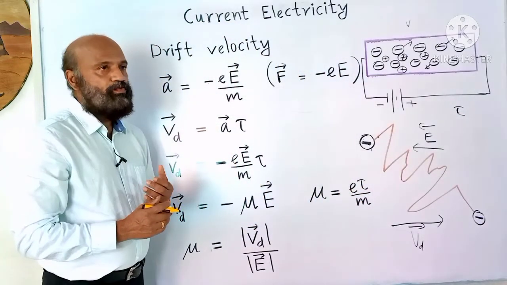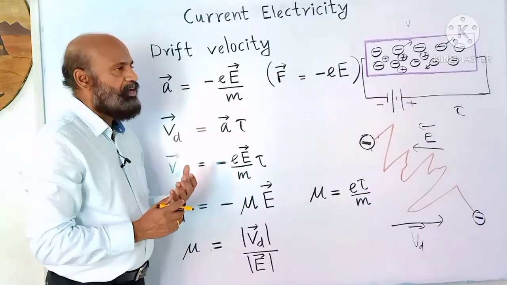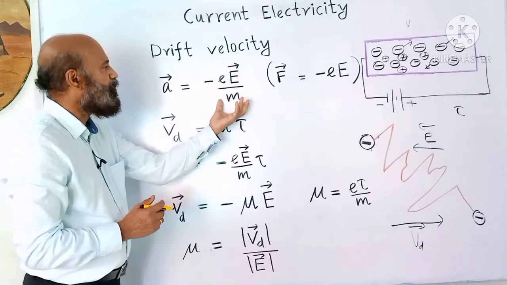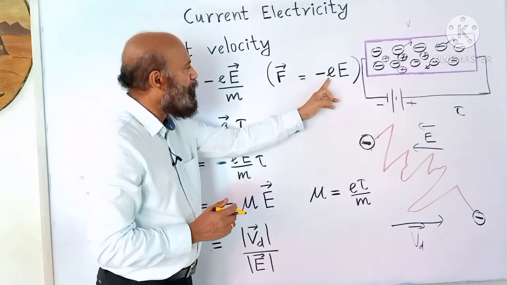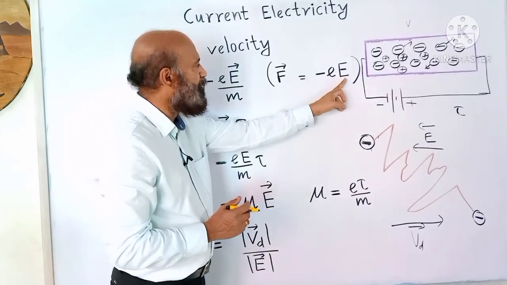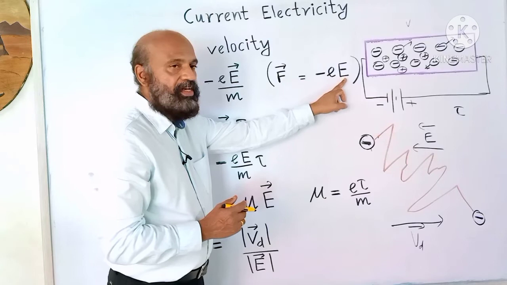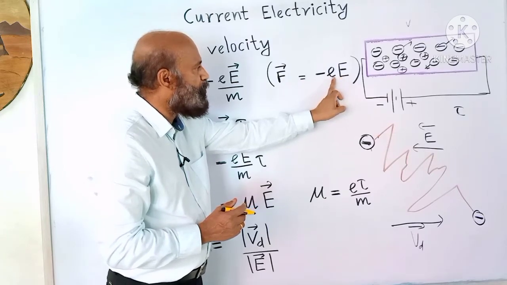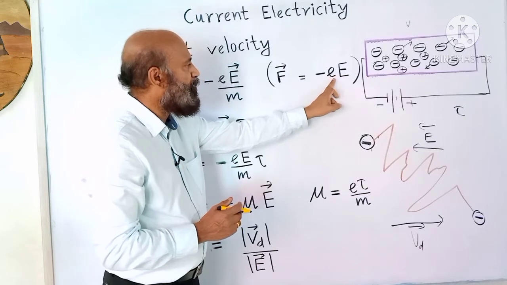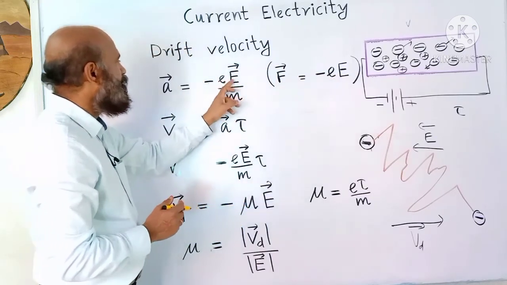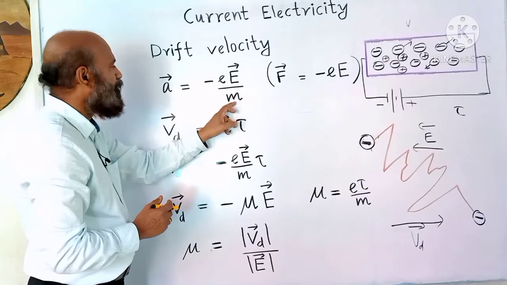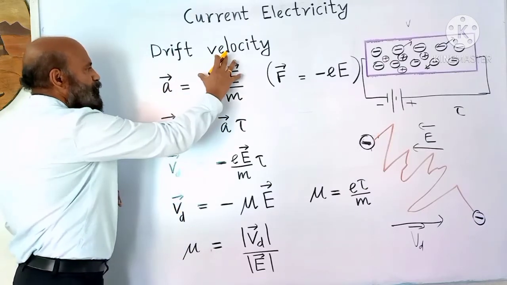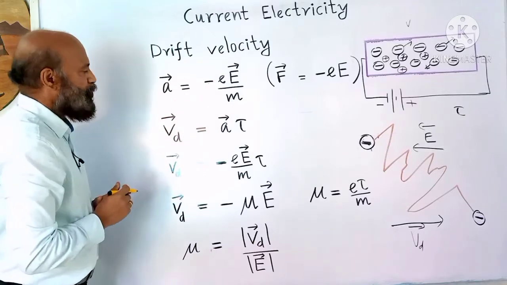According to Newton, force is mass into acceleration. So acceleration is force divided by mass. Here force is minus eE, where E is the electric field intensity. Electric field intensity is the force per unit charge, and the charge on the electron is e, negative. So force is minus eE, and acceleration is minus eE by m. That is the expression for acceleration.